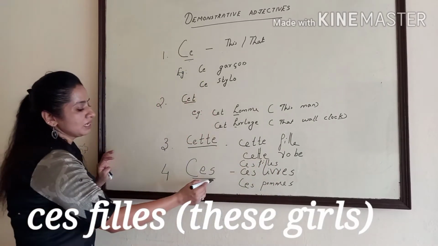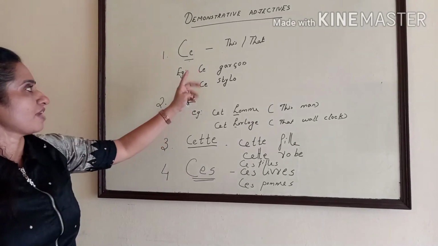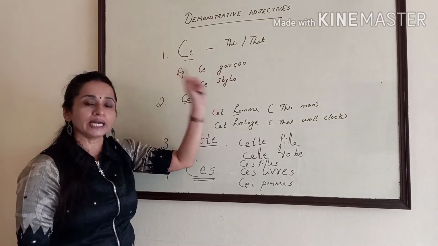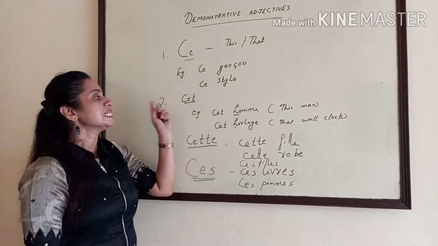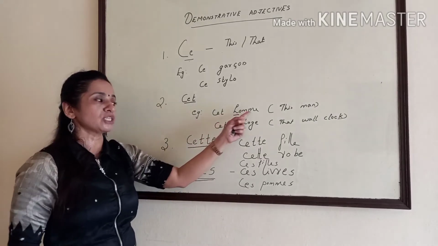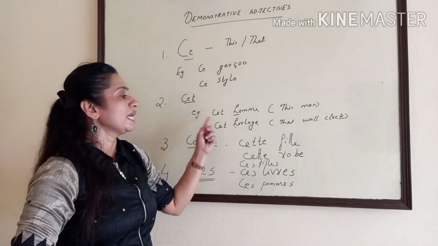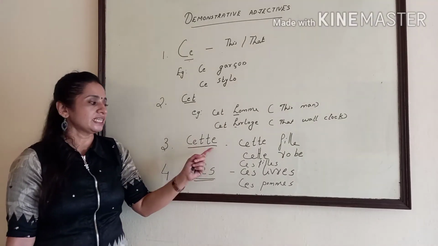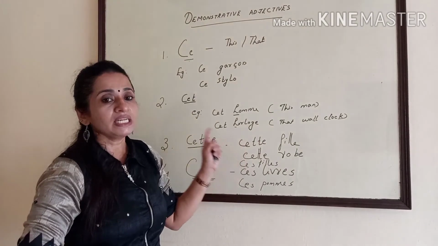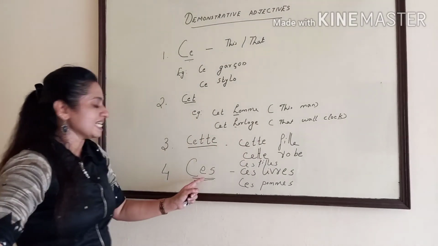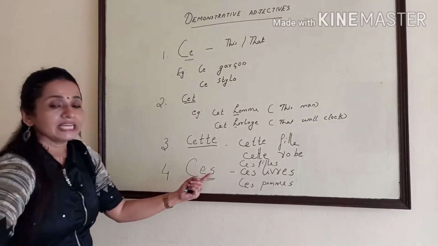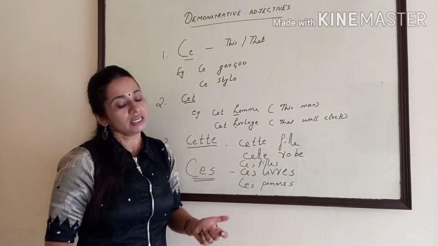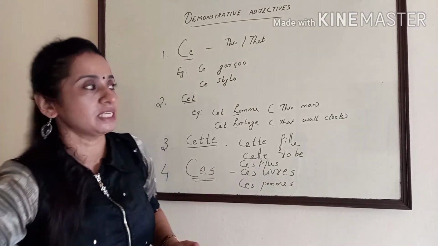So these are the demonstrative adjectives in French. First one, CE, is used in front of a masculine singular noun beginning with a consonant sound. CET is used in front of a masculine singular noun beginning with a vowel or silent H. And CETTE is used in front of a feminine singular noun. And CES, also pronounced "say", is used in front of plural nouns irrespective of the gender. So let's see some more examples.